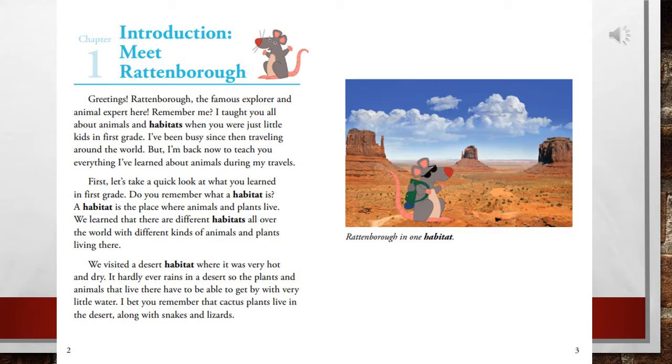First, let's take a quick look at what you learned in 1st grade. Do you remember what a habitat is? A habitat is the place where animals and plants live. We learned that there are different habitats all over the world with different kinds of animals and plants living there. We visited a desert habitat where it was very hot and dry. It hardly ever rains in a desert, so the plants and animals that live there have to be able to get by with very little water. I bet you remember that cactus plants live in the desert, along with snakes and lizards.